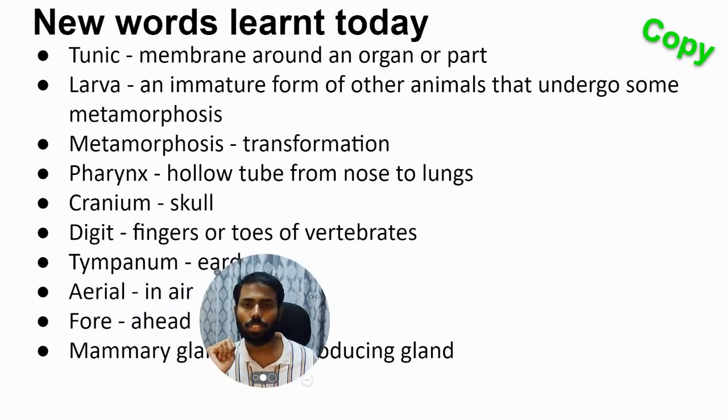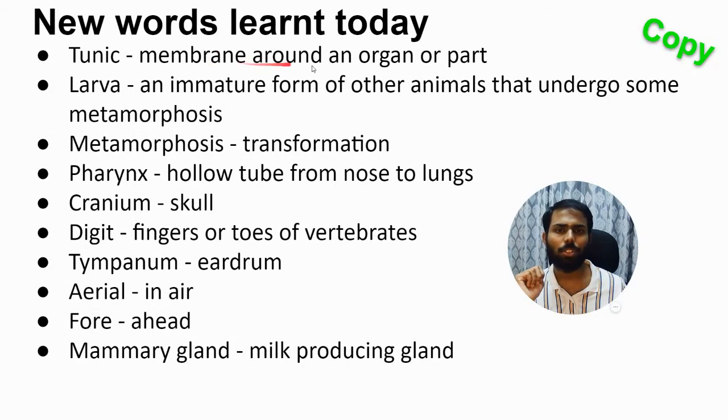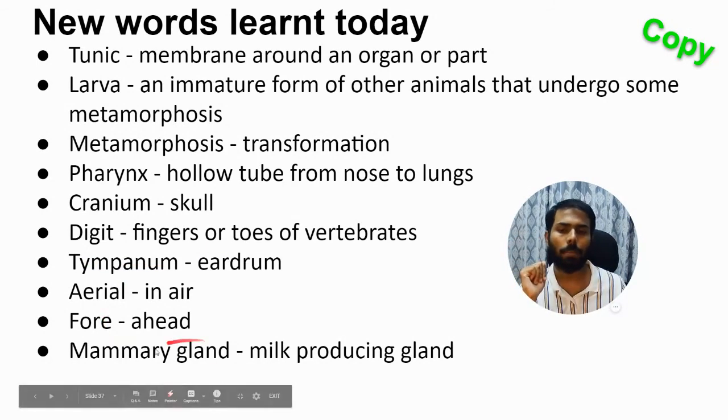Okay. So these are the new words that we learned today. Tunic यानी एक membrane जो किसी organ या किसी part के around होगा. Larva यानी immature form of other animal that undergoes some metamorphosis. एक छोटा सा version होगा adult का जिसका metamorphosis यानी transformation होगा, and वो एक adult animal बन जाएगा. Pharynx is the hollow tube from nose to lungs. Nose से lungs से जो tube जाता है उसको pharynx बोलते हैं. Cranium is your skull. Digit is your fingers or your toes. Tympanum is your eardrum. Aerial means in air. Fore यानी आगे का, and mammary glands यानी milk producing glands. So these are the new words we learned today.